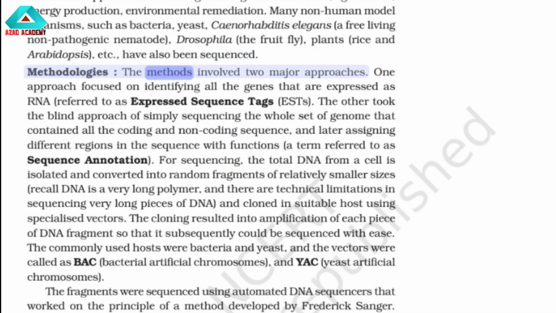Methodologies. The methods involve two major approaches. One approach focused on identifying all the genes that are expressed as RNA, referred to as Expressed Sequence Tags, ESTs. The other took the blind approach of simply sequencing the whole set of the genome that contained all the coding and non-coding sequences, and later assigning different regions in the sequence with functions, a term referred to as sequence annotation.